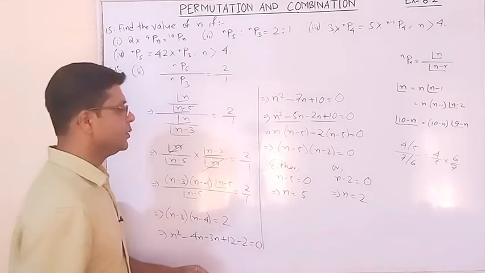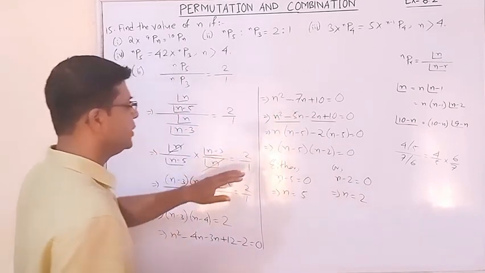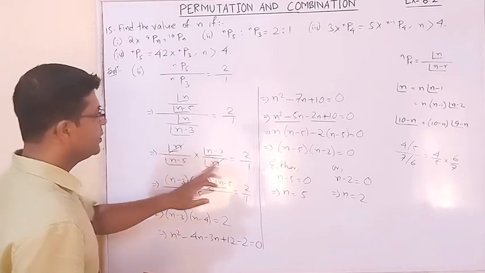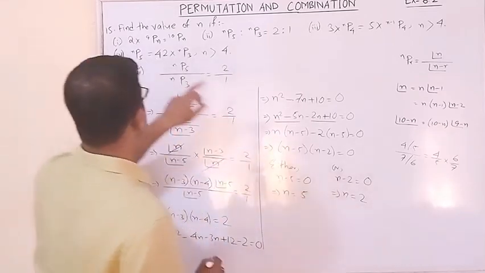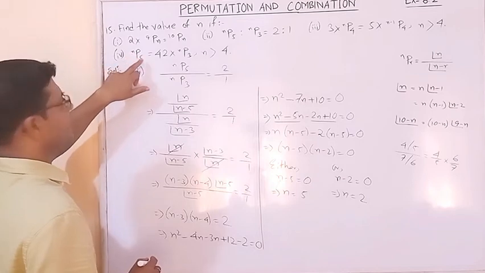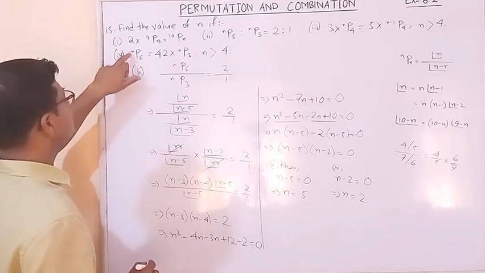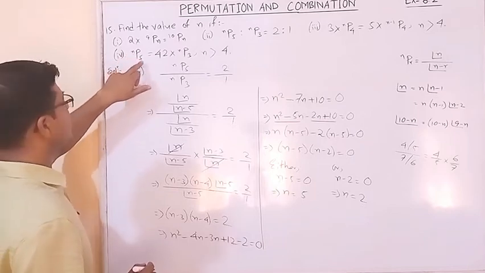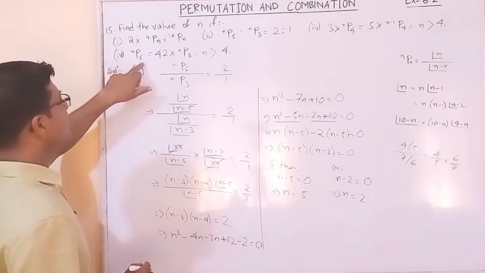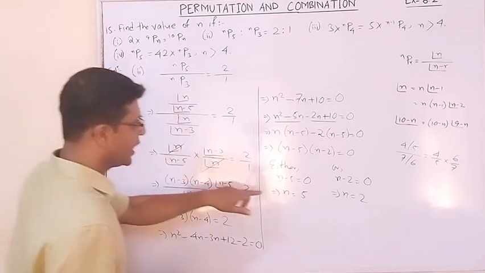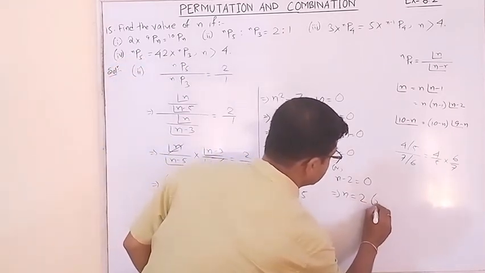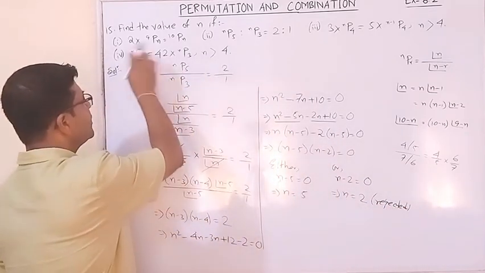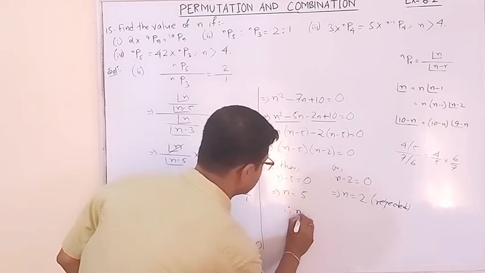Now out of these two values, one value is wrong. That means we will not accept that value. One value we have to reject. Which value? If we take these two, here 2P5, it is not possible. Always we know that r is either equal to n or r is less than n. So n must be equal to 5 or n must be greater than 5. So we can accept this, but we cannot accept this. Reject it, because the value must be equal to 5 or greater than 5. So therefore n is equal to 5.